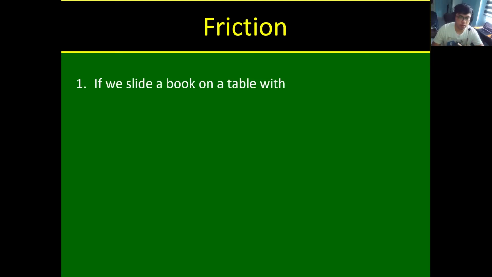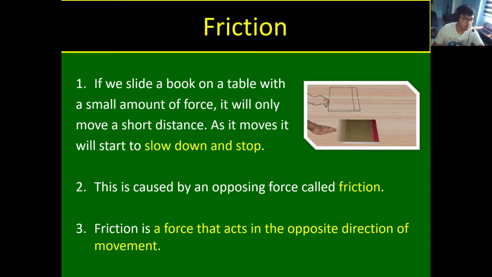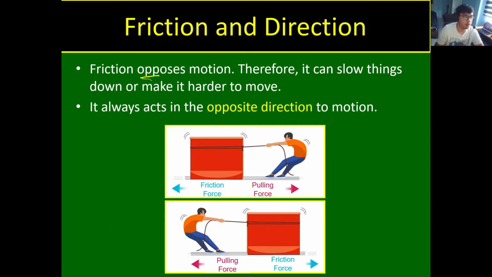You can also feel friction if you slide a book on the table. If we slide a book on the table with a small amount of force, it will only move a short distance. As it moves, it will start to slow down and stop. This is caused by an opposing force. That means a force in the backward direction. Force yang melawan pergerakan. So opposing means melawan. And this force is called friction. So friction is a force that acts in the opposite direction to movement. So like I said, friction opposes motion, ia melawan pergerakan.